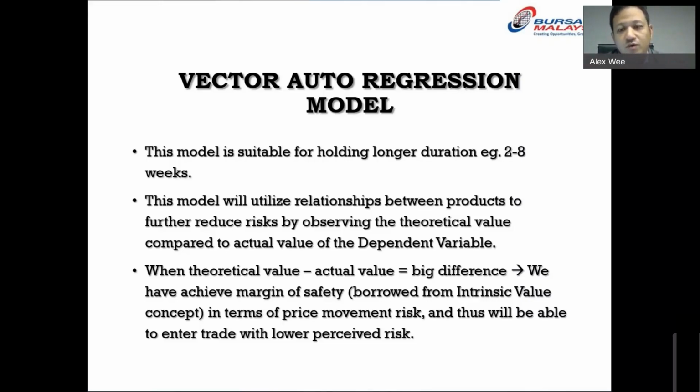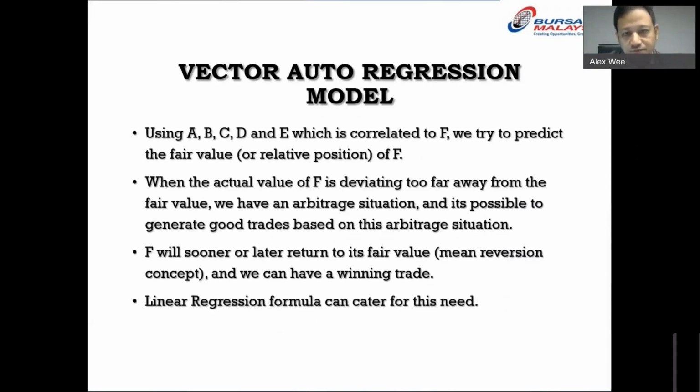Oh, if you hold for 2 hours, that's not what it's meant to be. You should be holding for at least 2 to 8 weeks for this strategy to work. Okay, so this model will utilize the relationship between products to further reduce risk by observing the theoretical value compared to the actual value of the dependent variable. If they are different, you will actually achieve some margin of safety. Okay, you achieve some margin of safety.